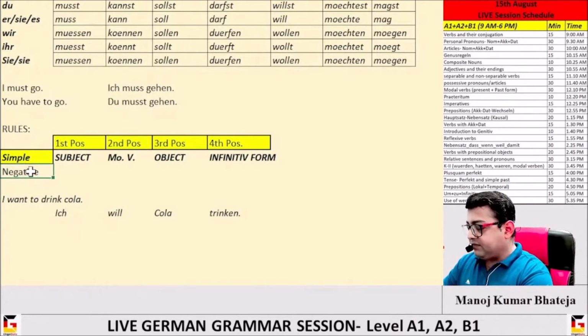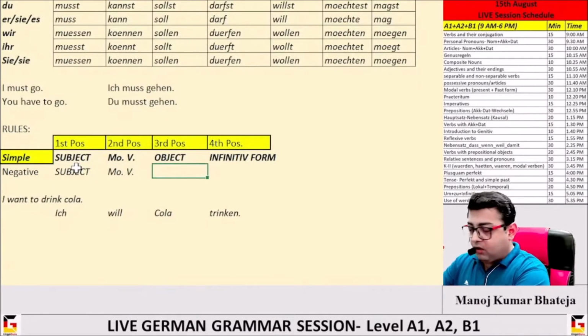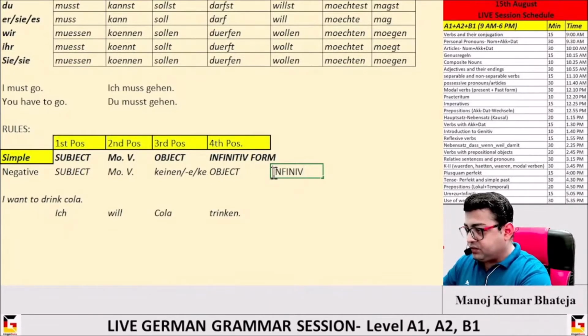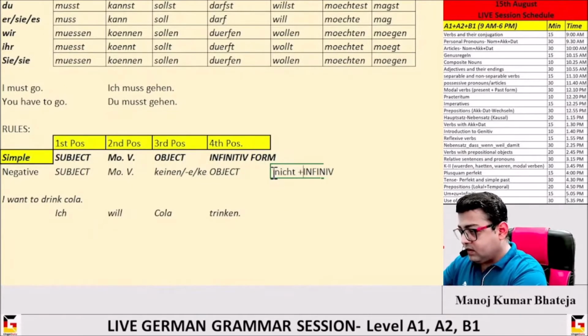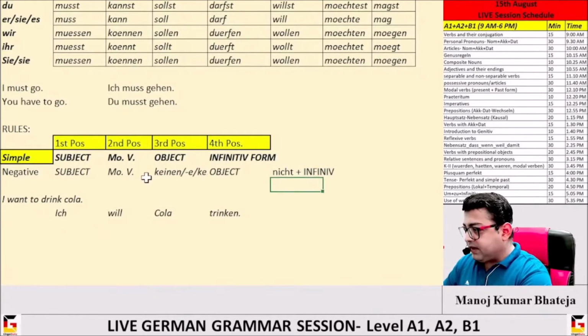Let me say a negative sentence. We have a subject, we have a modal verb. Now, either I will use keinen, keine or kein and then an object and then the infinitive, or I will use nicht plus the infinitive, either or. Please make sure I am just going to write it in yellow and this one in yellow. I will either use this or this.